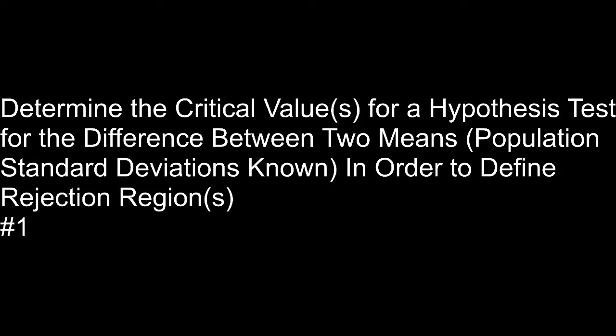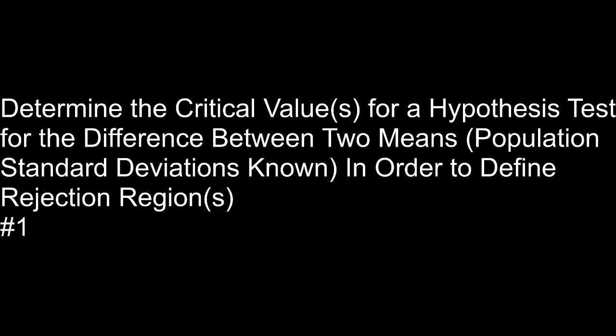This video is on the objective: determine the critical value or values, if it's a two-tailed test, for a hypothesis test for the difference between two means. This is where the population standard deviations are known. So, sigma 1 and sigma 2 are known. And that means that your test statistic is going to be a z-score. You're going to be working with normal distributions instead of the student's t-distribution with so many degrees of freedom.